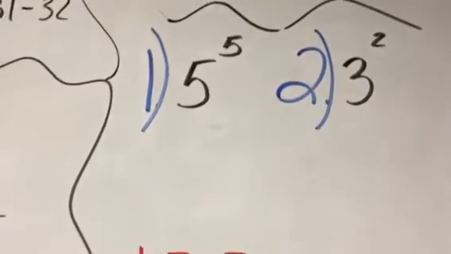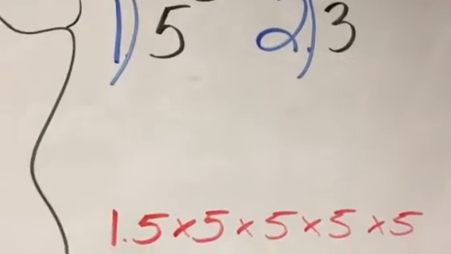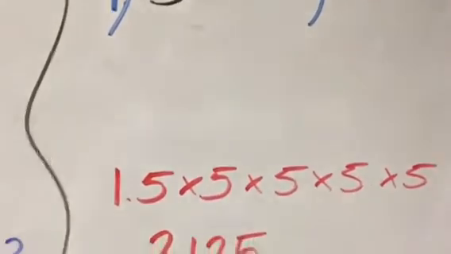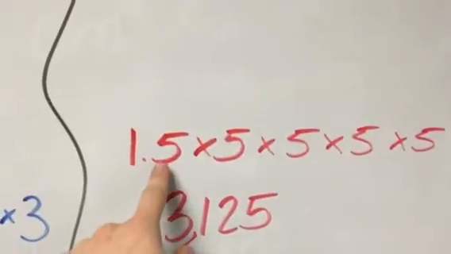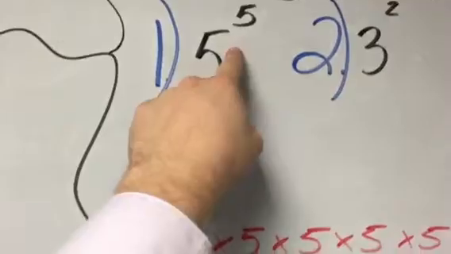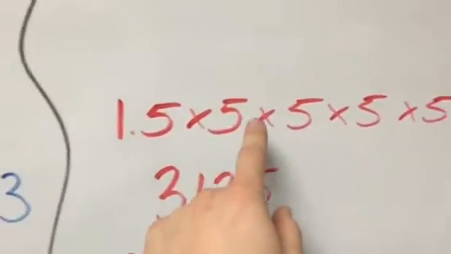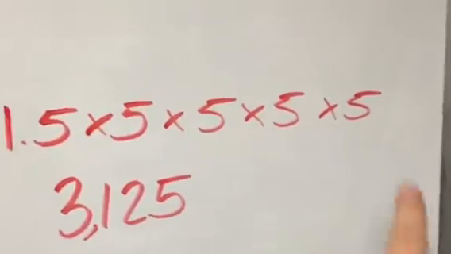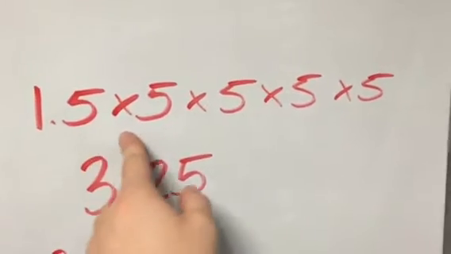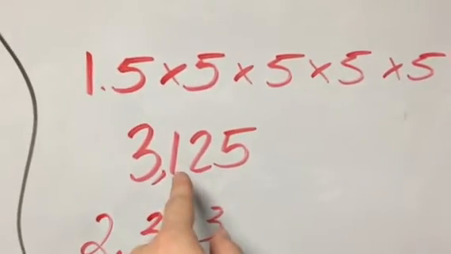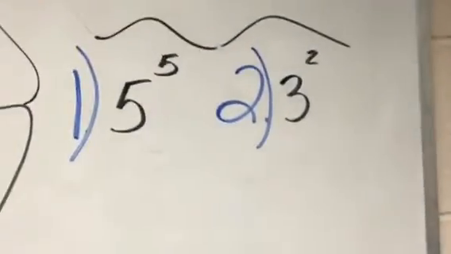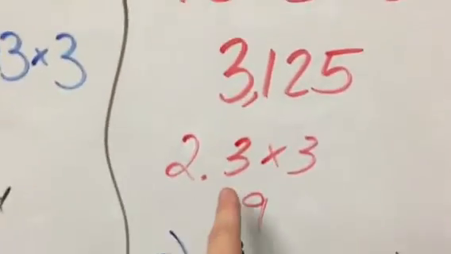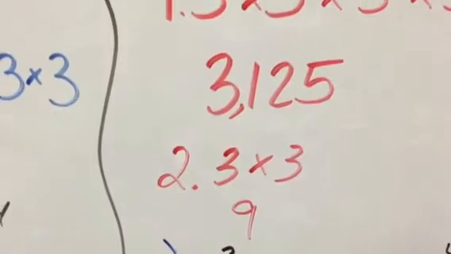See, you got this. Number 1, 5 to the 5th power is 5 times 5 times 5 times 5 times 5. The base is 5, so I write it 5. The exponent is 5, so I do it 5 times. 1, 2, 3, 4, 5. And then when you multiply that out, you get 3,125. Number 2 was 3 squared, so 3 times 3, which equals 9.